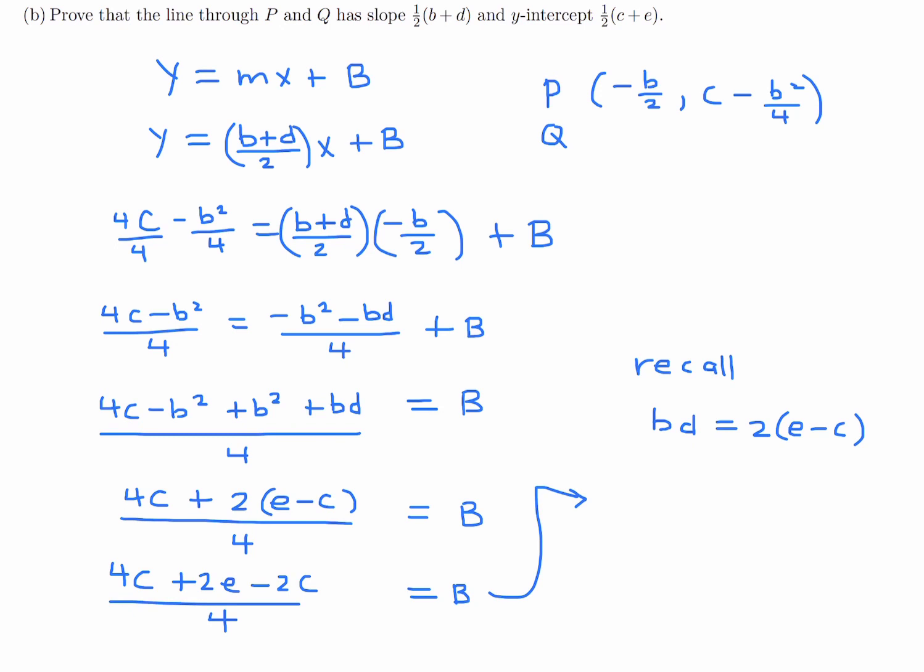And we're almost done here. Let's see, we've got 2C plus 2E all over 4 is equal to B. And therefore B is equal to C plus E over 2. There you go. We just got that the y-intercept is equal to C plus E over 2, and that's exactly what they wanted us to prove for 9b.